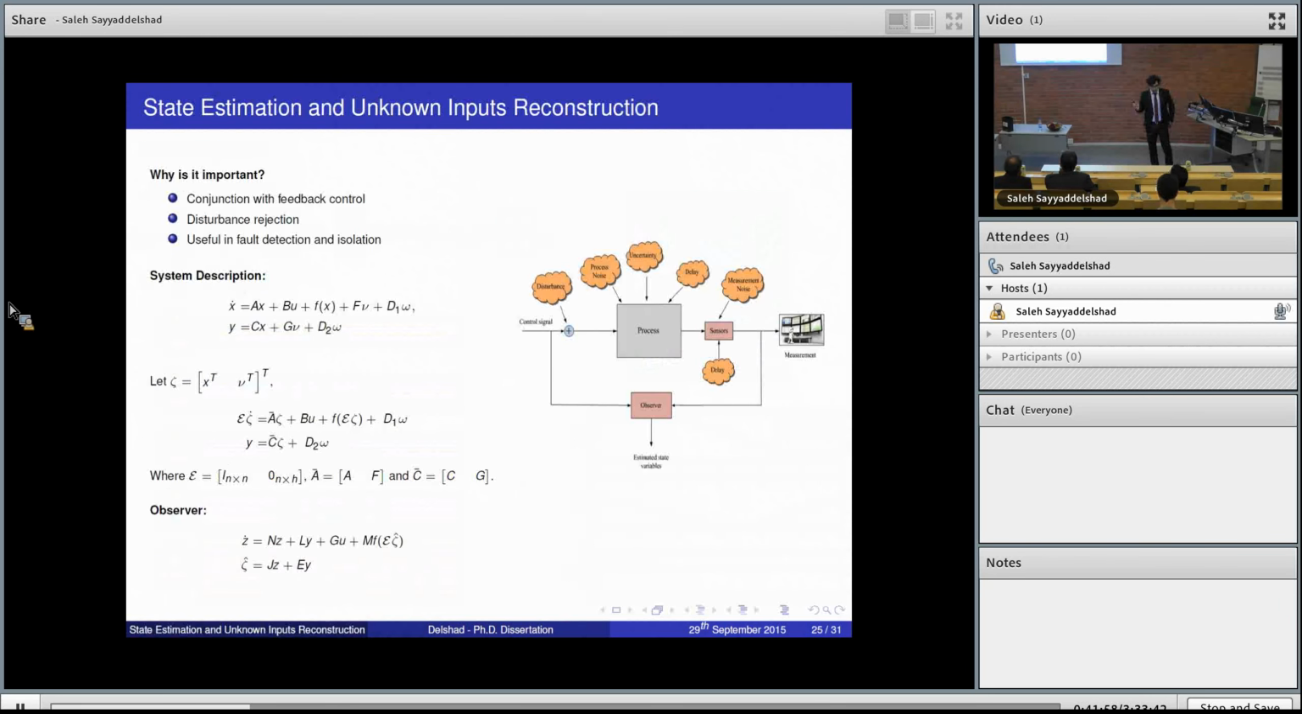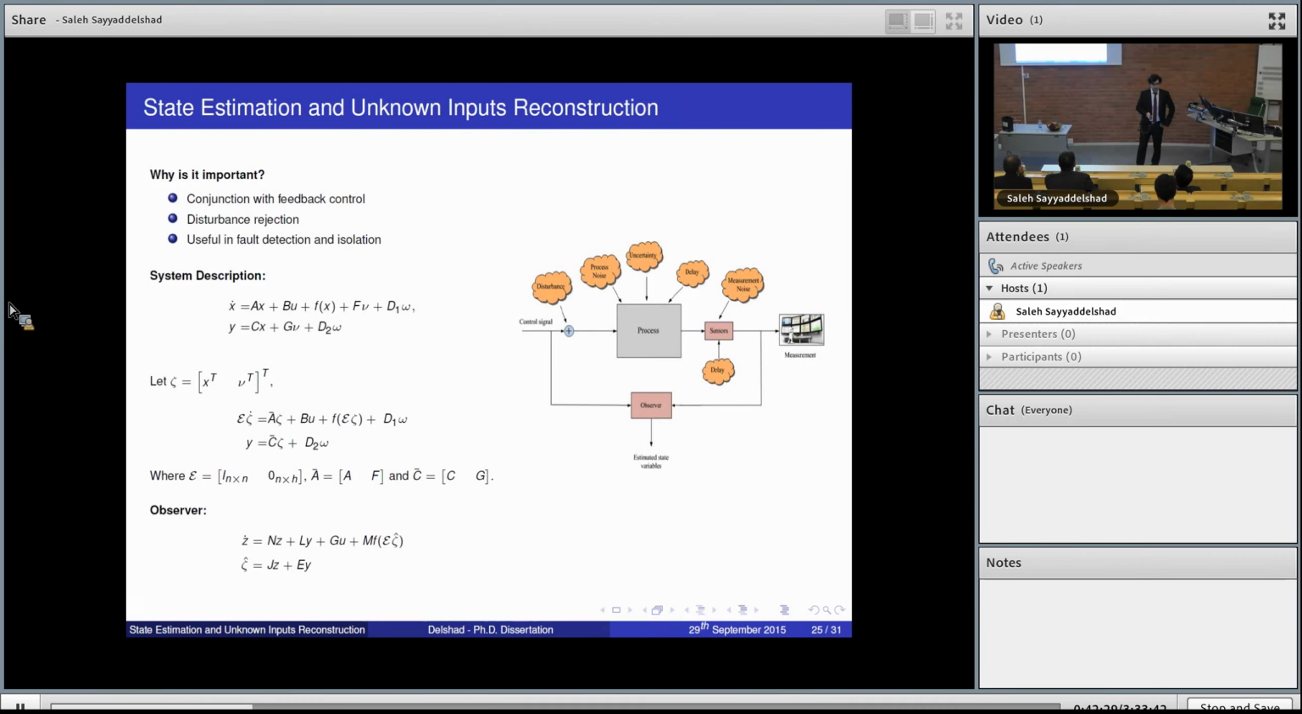So up to now, I was talking about estimation and unknown input observers, but why not look at the problem of unknown input observers plus reconstructing the unknown input? Can we do that? But the first question is, why is it important? Because if we are able to reconstruct the unknown input, we might use it in disturbance rejection in control problems, and it's definitely useful in fault detection and isolation.